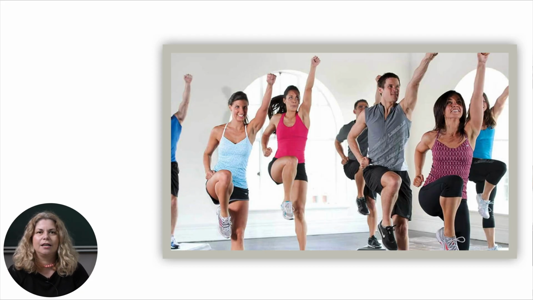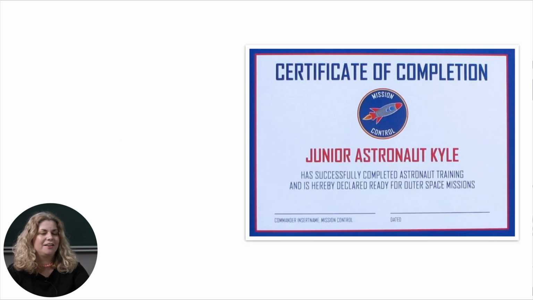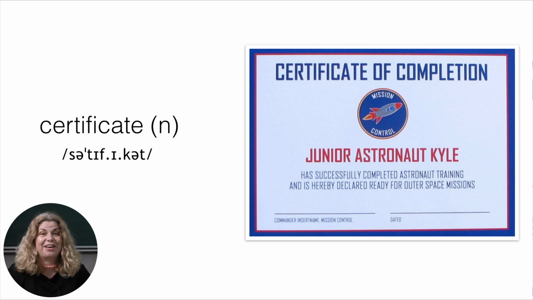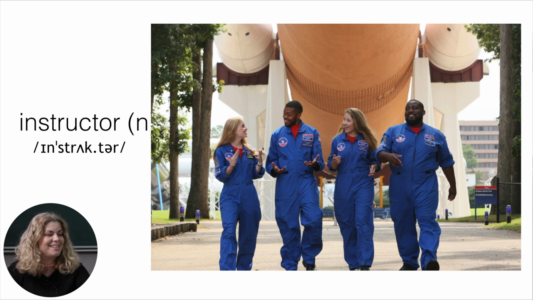What's this? 3, 2, Ready? 1, 0. It's aerobics! That's absolutely correct. What's this? 3, 2, 1. What's that? Did you say certificate? It is a certificate. Right you are. What's this? 3, 2, Ready? 1, 0. What? I didn't hear that. Oh, yeah, right. Instructor. That's right. It's an instructor.